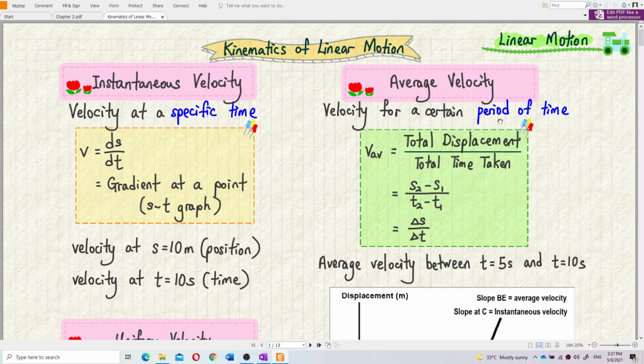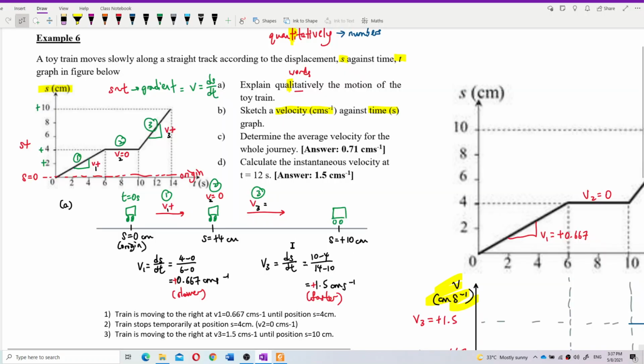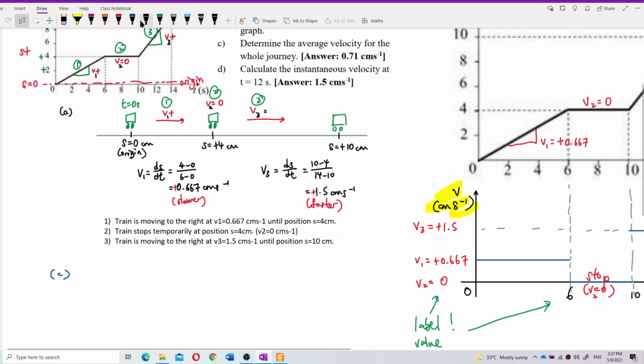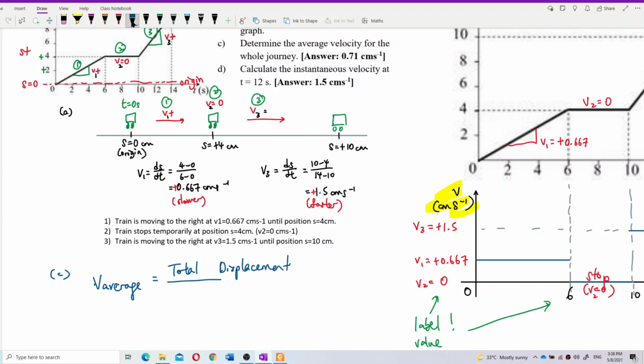For period, it has a period of time. Okay, so please write here. Average velocity, V average, the formula is average velocity is total displacement divided by the total time taken.